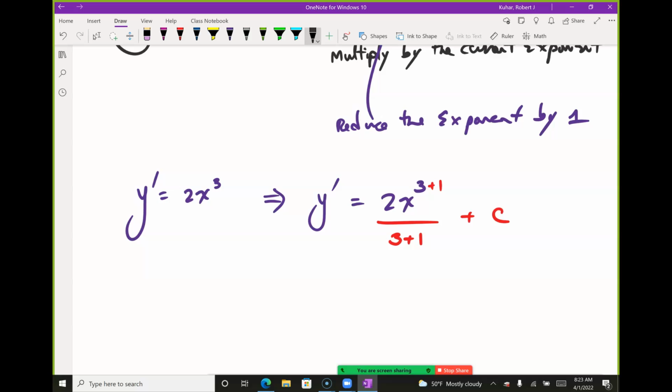Thank you. Who said that? Noah. Thank you, Noah. It's not y prime. I already had a y prime. There we go. And then I want to, of course, just clean this up. So y equals what? x to the 4th over 2 plus c.